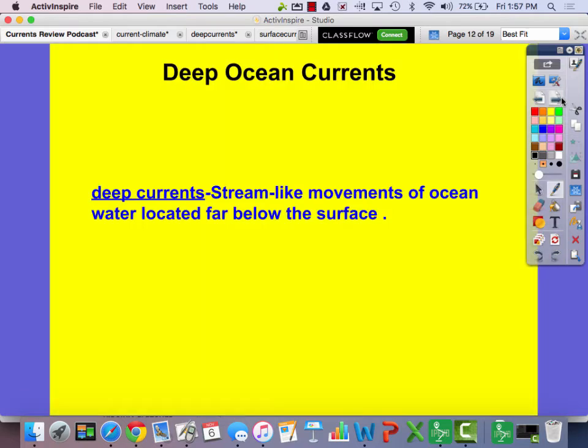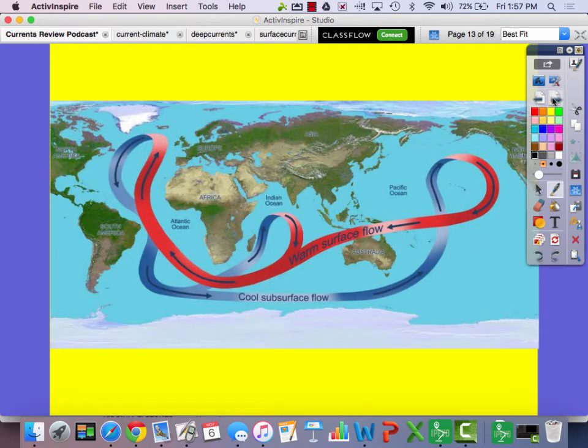All right, now we're going to talk about deep ocean currents. Deep currents are stream-like movements of ocean water located far below the surface. Here's a picture of our deep currents, and this is known as the global conveyor belt. You've probably looked at a conveyor belt before, or you could think about a belt that runs your car, like the timing belt. It loops through all these different parts, but it's all connected and it continuously goes from one place to the next. Without it, things don't move like they should.